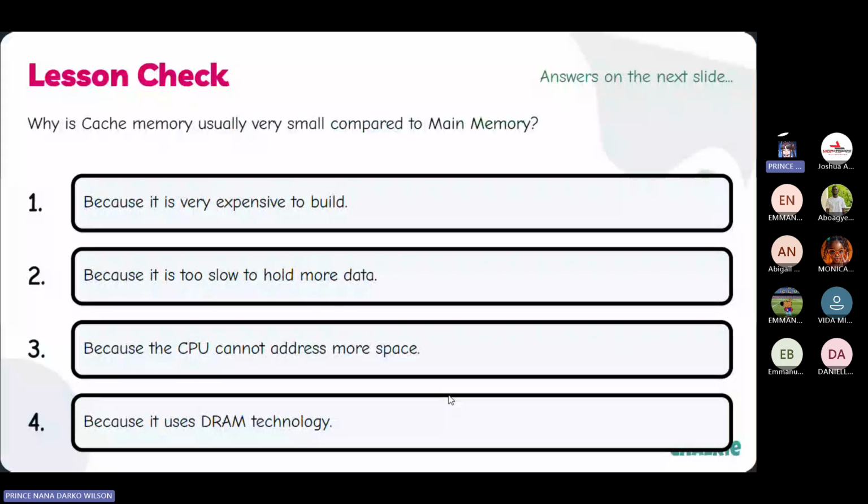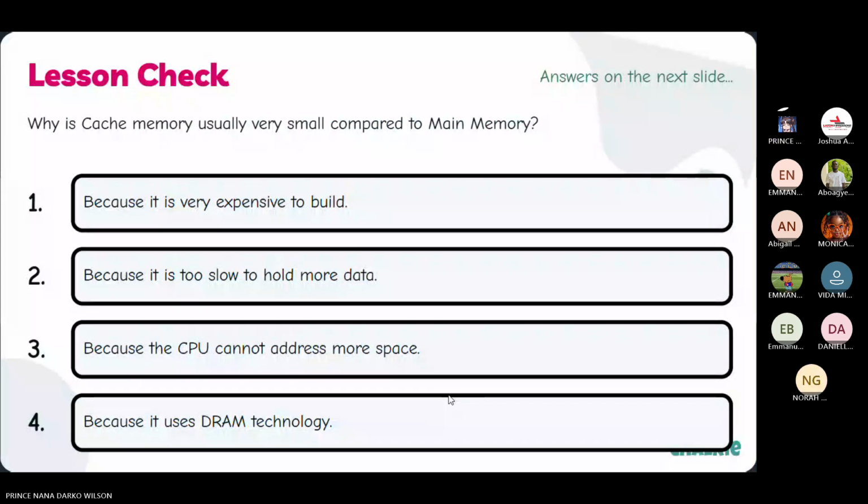Why is cache memory usually very small compared to main memory? It's very expensive. It's too slow. CPU cannot address more space. It uses DRAM technology. I think it is the RAM technology. Okay, he says it uses DRAM technology. It is expensive to build.